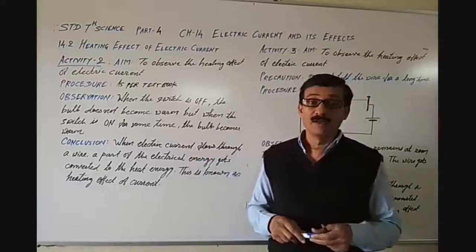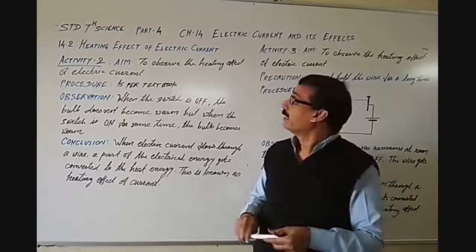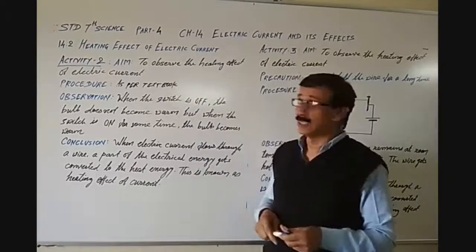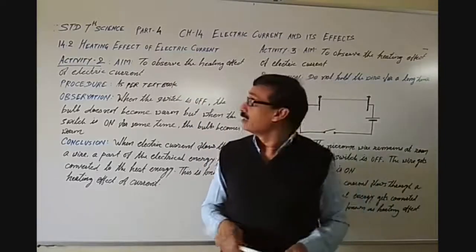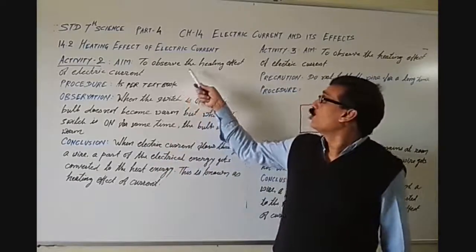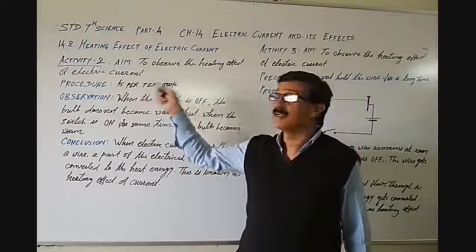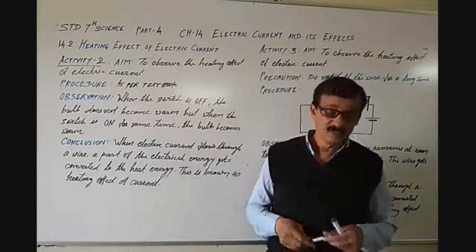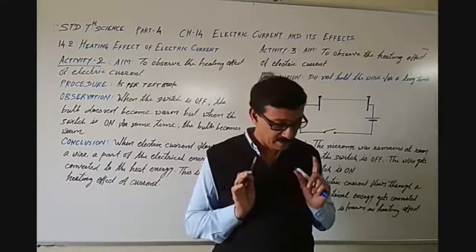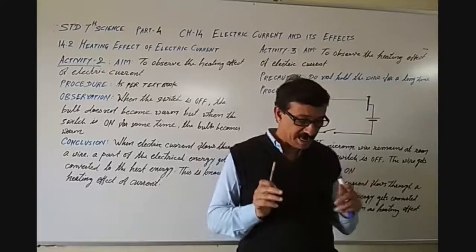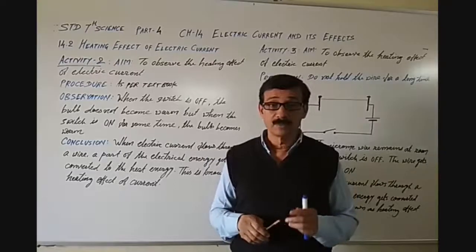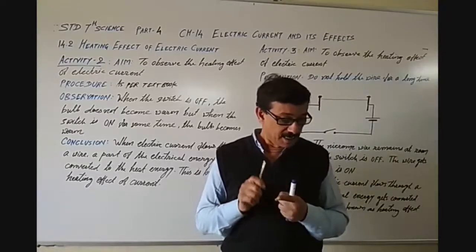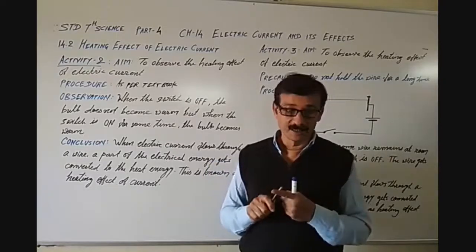In this part we will discuss the heating effect of electric current. So let's go for that. Activity 2. The aim of the activity is to observe the heating effect of electric current. First of all, take an electric cell, a bulb, a switch and connecting wires.